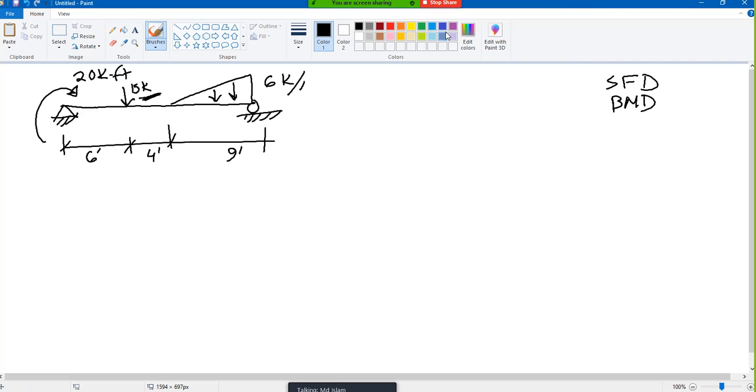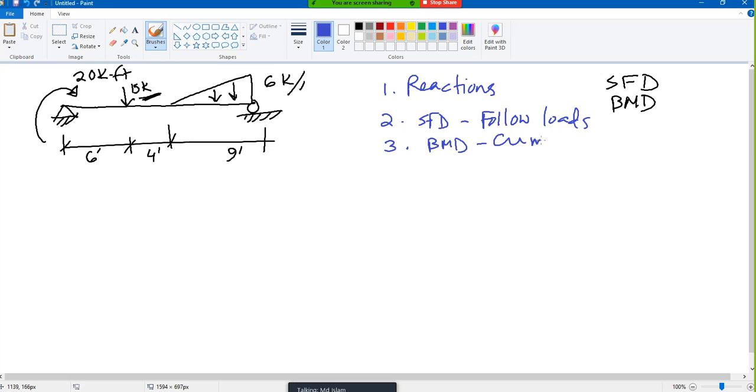Okay, so to draw shear force diagram, bending moment diagram, what are the steps? Step number one is reaction. We need to find all the reactions. Step number two, for shear force diagram, what we do? We follow loads. I'm writing in short, follow loads. What is step number three? For bending moment diagram, cumulative sum of area of shear force diagram. That are the three steps to draw it.